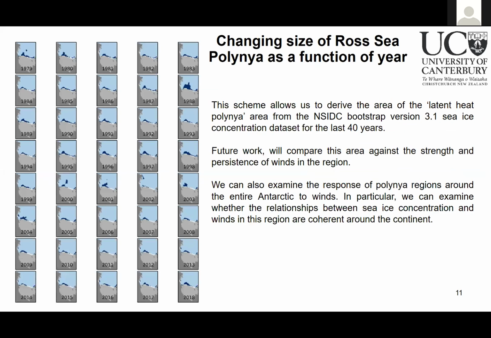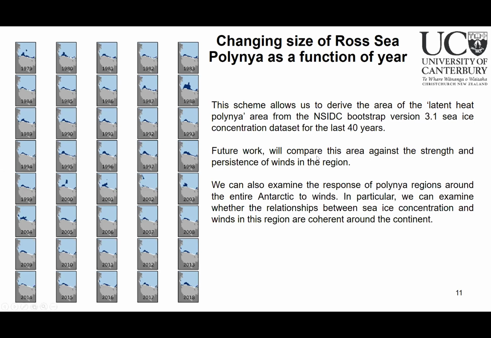I apologize for this diagram. But largely you can see that we see variations in the polynya size from year to year. I must admit I don't like 1988 and I'm not quite sure what's happening there, but it is a classification algorithm. With this relatively simple analysis, which only takes into account the seasonal cycle, from 40 years' worth of data put through a self-organizing map, I can derive the area of the latent heat polynya in this region for 40 years and do it across the whole of the Antarctic.